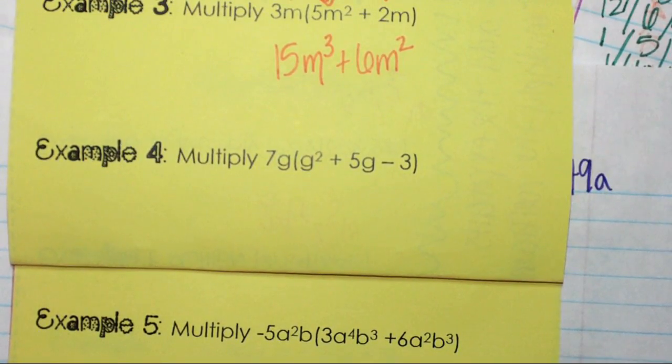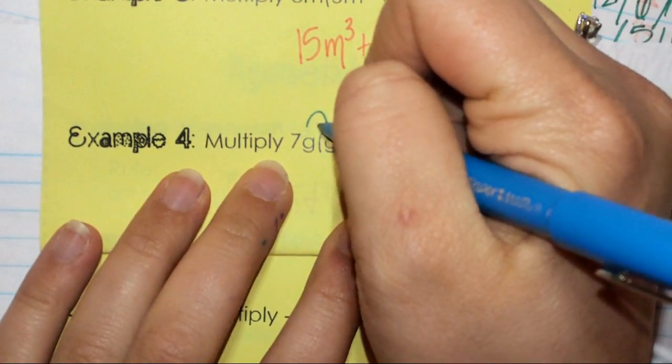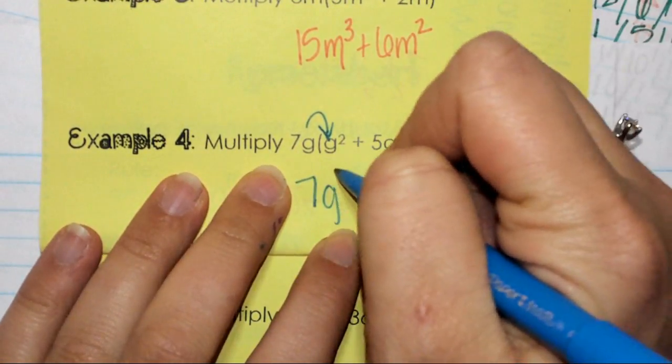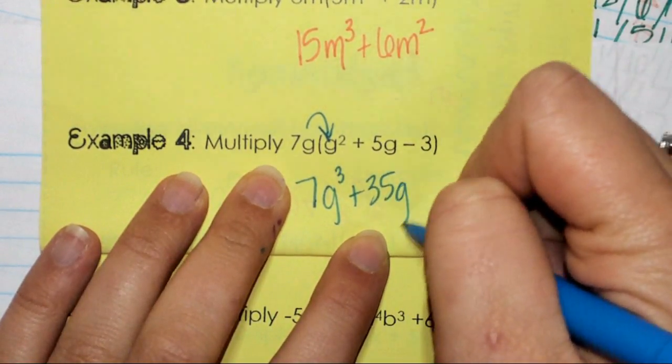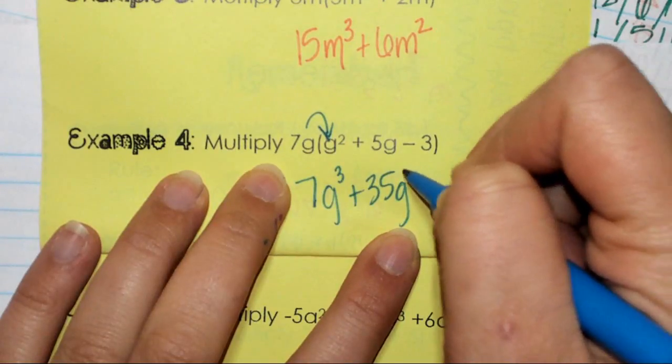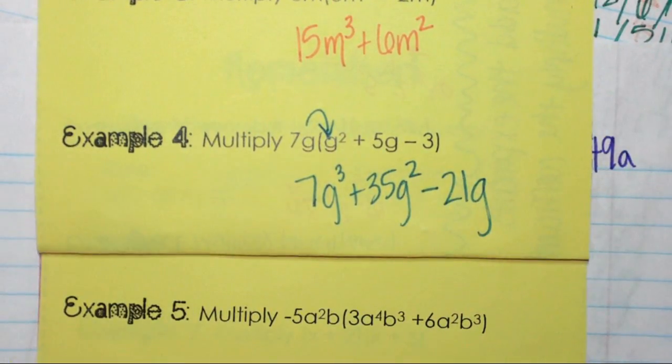All right, Micah, can you answer? I got 7g to the third, cubed, plus 35g minus 21. No, squared. Oh, look, he got it wrong. But Van got it right, so Van's team gets a point. Who else got it right? Did the whole table get it right? Give your team a point if your whole table got it right.